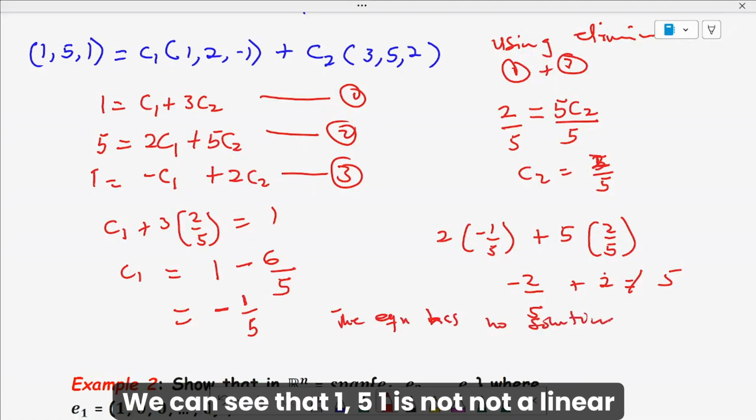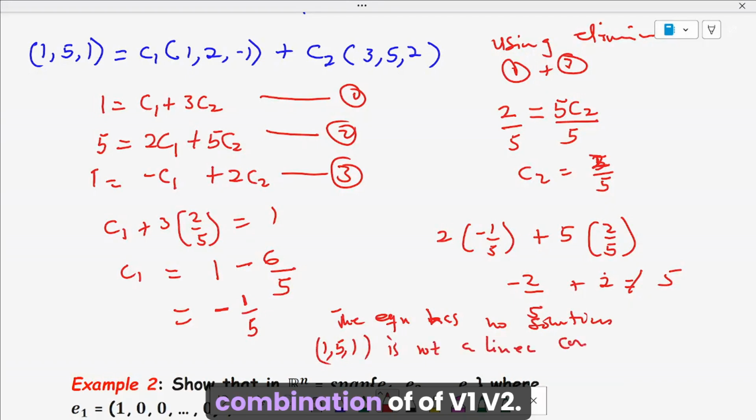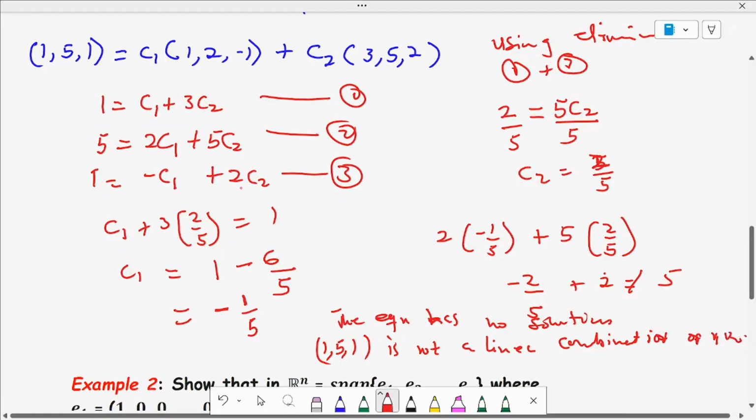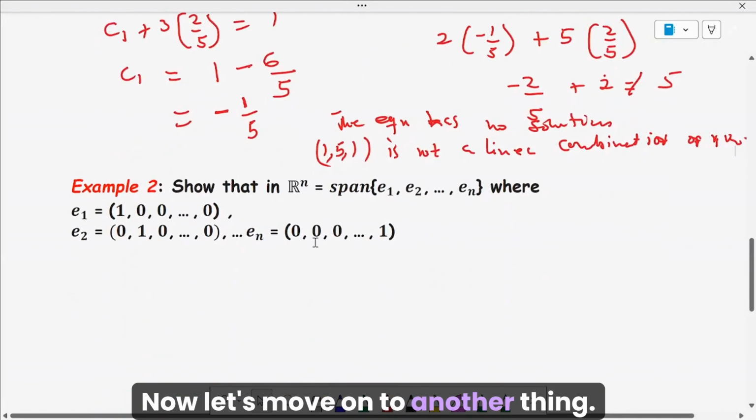So what do we say? We can say that (1, 5, 1) is not a linear combination of V1, V2. All right, so that is how we go about it. Now let's move on to another thing.